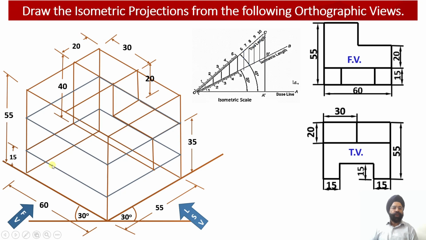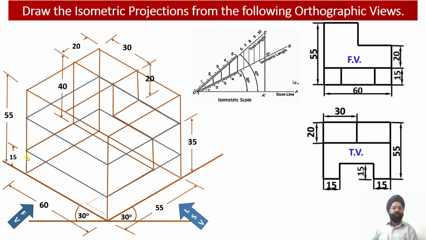Now my next objective is to obtain a rectangular slot right here on the front side corresponding to this top view. So we can check that into this horizontal web at the center, I have to obtain a rectangular slot. 30 millimeter will be the length of the slot, 15 millimeter will be the width of the slot, and 15 millimeter will be the height of the slot. So these are the dimensions of this rectangular slot. So in order to obtain this rectangular slot, once again the procedure is simple.